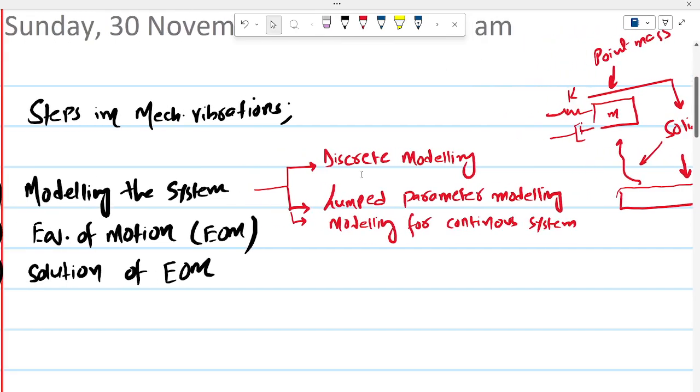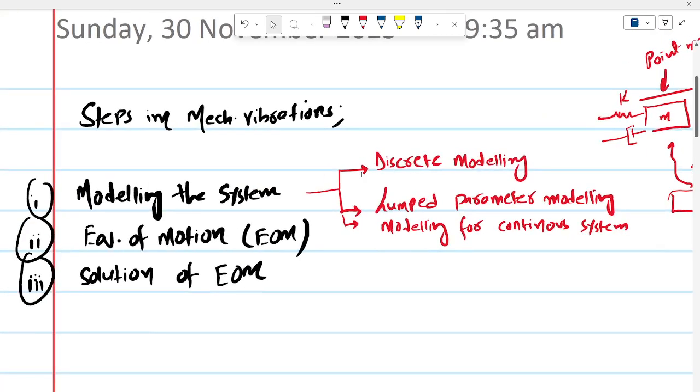Now, whatever the system is, the next important part is, once you have identified your system and decided which approach you are going to take, you develop its free body diagram, and then based on that free body diagram, you develop the equation of motion. The equation of motion can be derived through different approaches, some of which we have already seen in the last lecture.